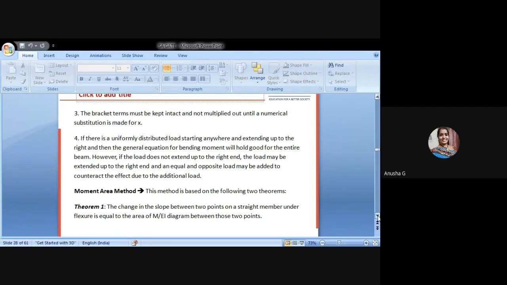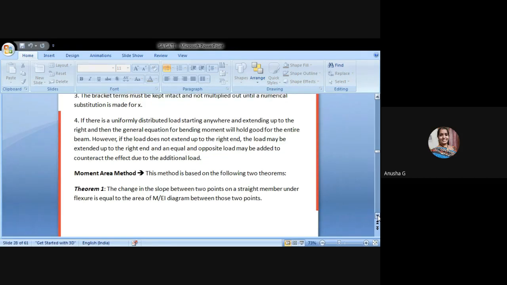Second one is the moment area method. Here there will be two theorems for the moment area method. Another one is the normal M by EI diagram method. This M over EI diagram is one of the main important ones. This one we already solved in continuous beam problems. The change in the slope between two points on a straight member under flexure conditions will be equal to the area of the M over EI diagram between these two points.